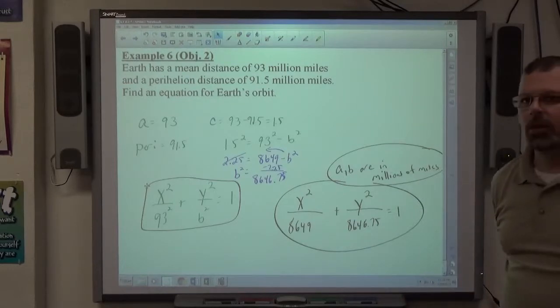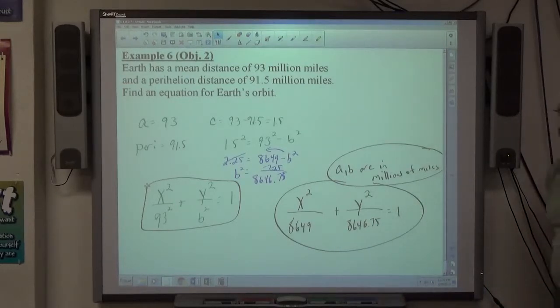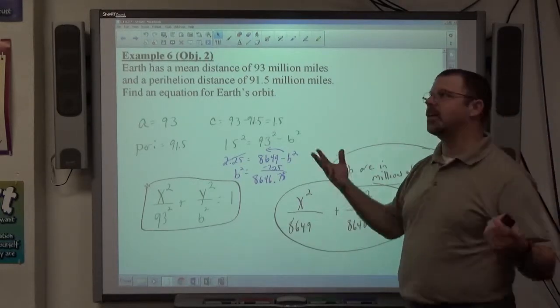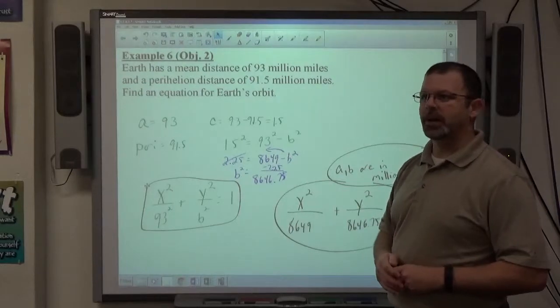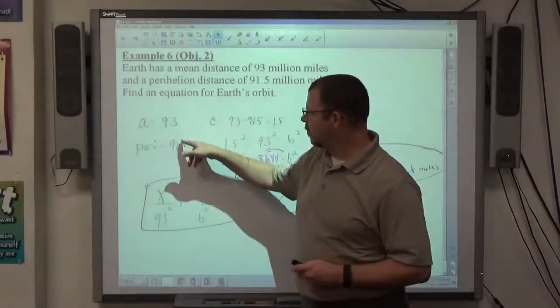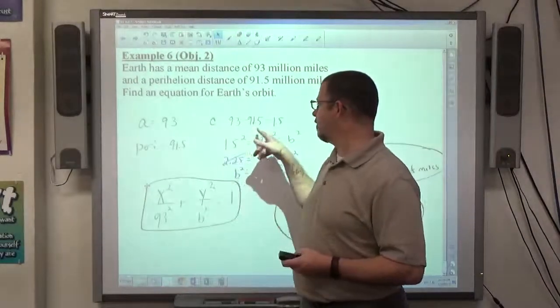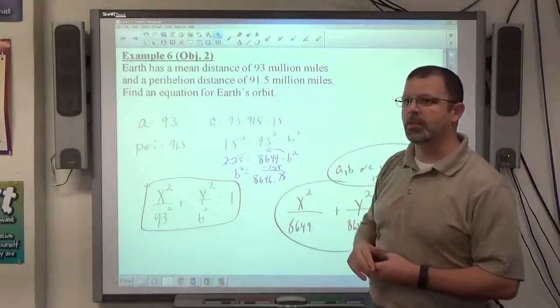That's all planetary orbit's going to be. They're going to give you 2 of the 3: aphelion, perihelion, mean distance. If they give you the mean distance, you're ready to go. If they give you perihelion and aphelion, average those to get the mean distance and you're ready to go. Once you know this and one of the 2, or even both, you can find the focal length. Once you know the focal length, you can find the missing B.